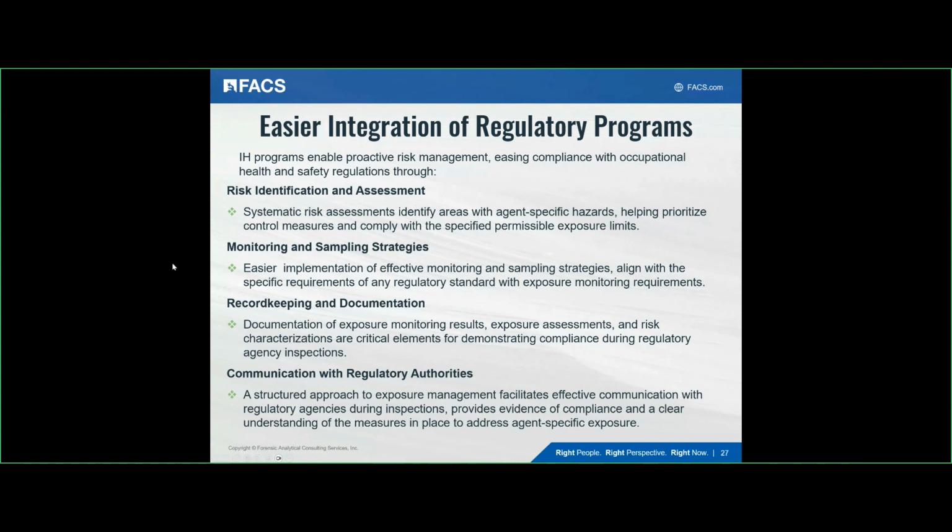So lastly, one of the things that having a formal industrial hygiene program will do for you is make it easier to integrate new, changed, or existing regulatory programs, right? Because an IH program will enable proactive risk management, like we talked about. It'll help ease compliance with your regulations, and it will do that through a number of means. One of them is having a systematic risk assessment process to identify areas with specific agent hazards, helping to prioritize control measures to comply with the exposure limits.